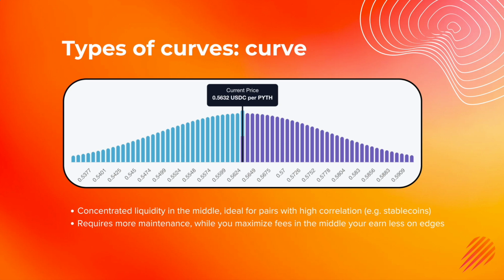Compared to the spot distribution, the curve one requires more maintenance, often requiring you to rebalance your position, unless in the specific case of a stablecoin, where unless a depeg happens, it could likewise be a set and forget solution.